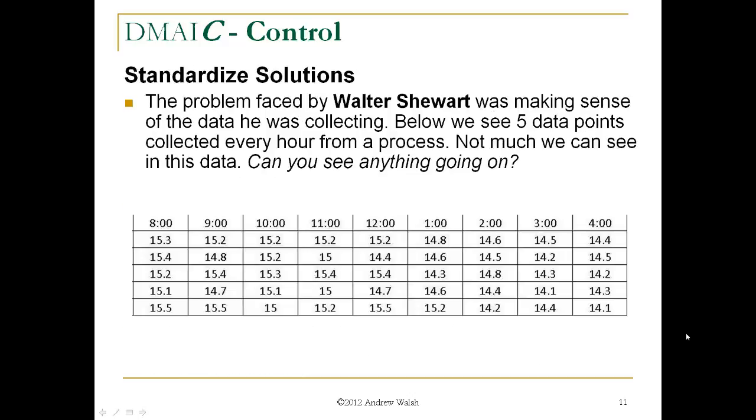Now, the problem faced by Walter Shewhart, the inventor of the statistical process control chart, was making sense of the data he was collecting at the time, back in the 1920s. He was collecting massive amounts of data over periods of time and had trouble figuring out what was going on. Now, below we see five data points collected every hour from a process, from 8 o'clock to 4 o'clock. Not much we can see in this data. Can you see anything going on?